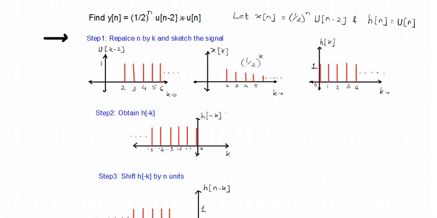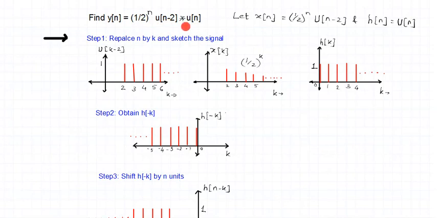Convolution sum considering signals of infinite duration. Let us understand this by considering an example. y[n] is equal to (1/2)^n u[n-2] convolved with u[n]. So there are two signals. One signal is (1/2)^n u[n-2] convolved with another signal u[n].